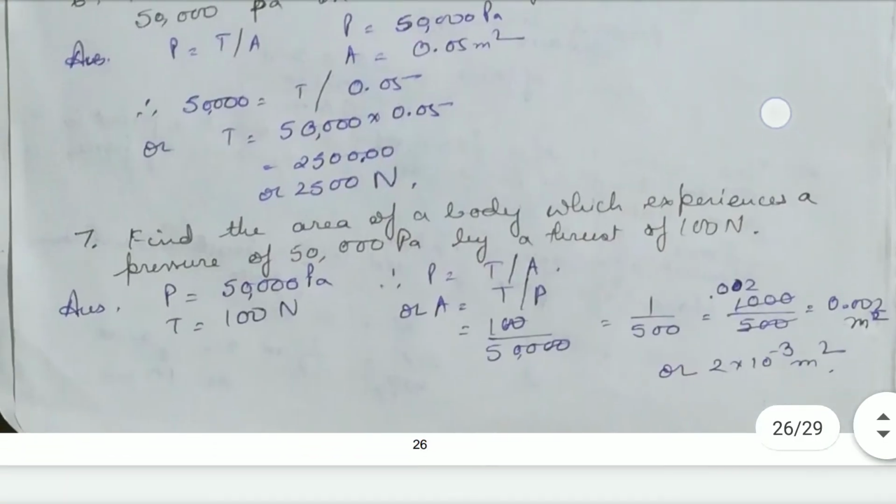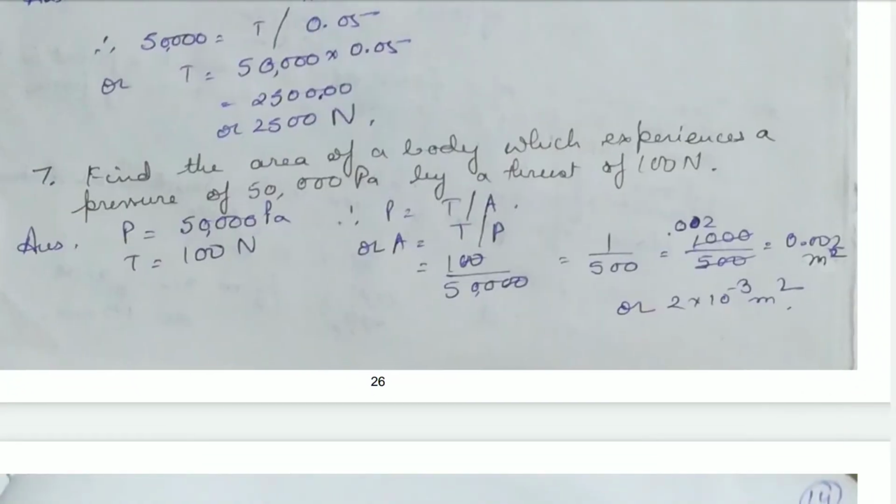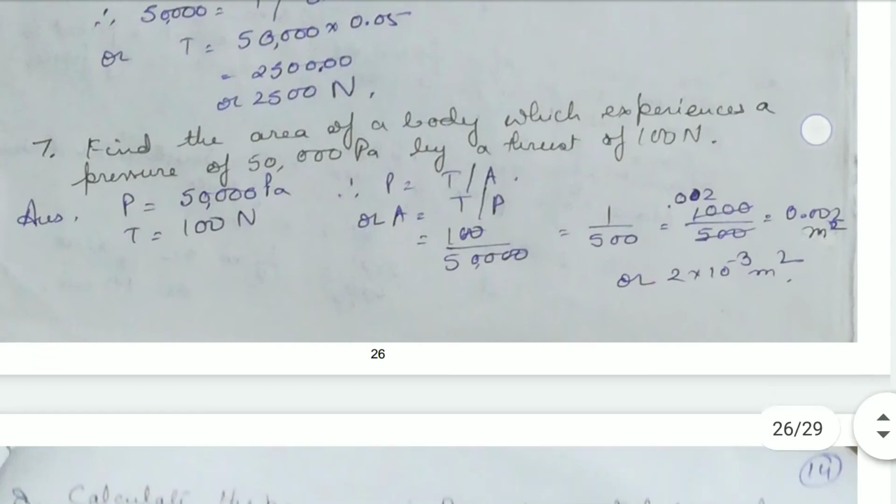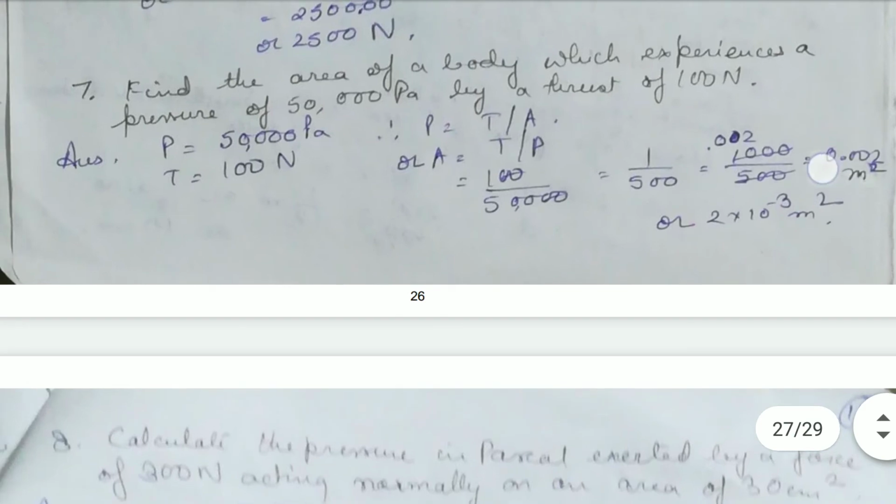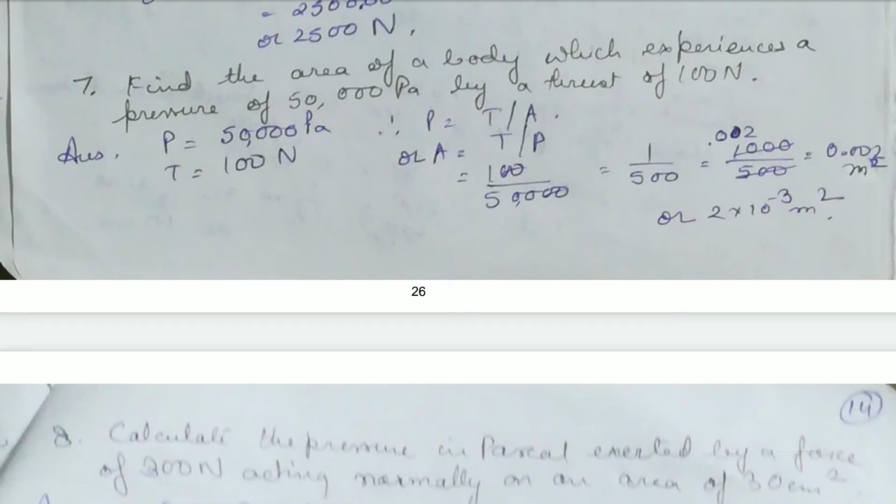Then find the area of the body which experiences a pressure of 50,000 pascals by a thrust of 100 Newtons. So again pressure is equal to thrust by area. So therefore area will be equal to thrust by pressure. So 100 by 50,000, that gives us 2 into 10 to the power minus 3 meter square.